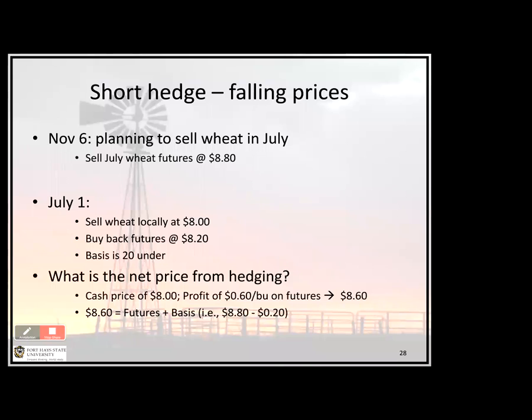But if you remember this, our net price equals futures plus basis. Our net price was 880 plus a negative 20, which gave us 860. If we would have had a 20-cent over basis, what would our net price have been then? 9. Yep. 880 plus a positive 20. So it'd be $9. So a stronger basis is what we want as a short hedger. Long hedger, which we'll go through later, it's the opposite. They'd rather have a weaker basis. We lock.